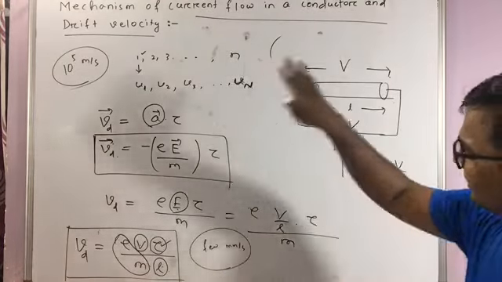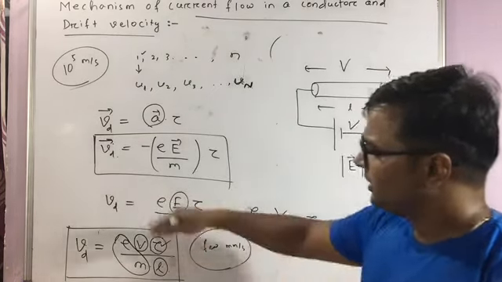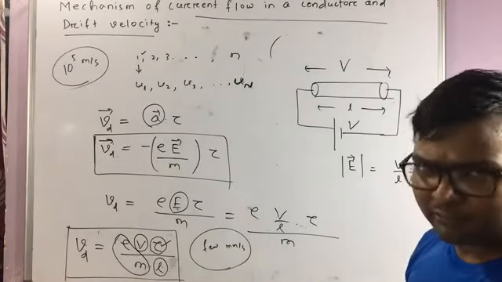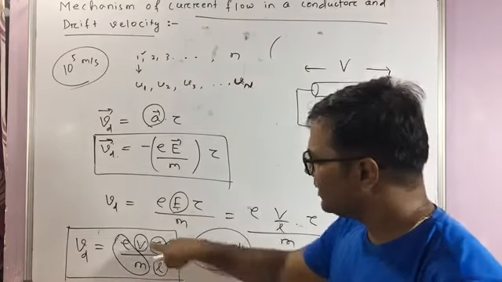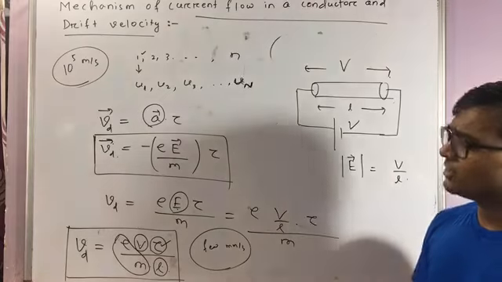So students, this can be your derivation. The question will be like this: derive the formula of drift velocity in terms of electric field, relaxation time and potential difference. Clear? Thank you.